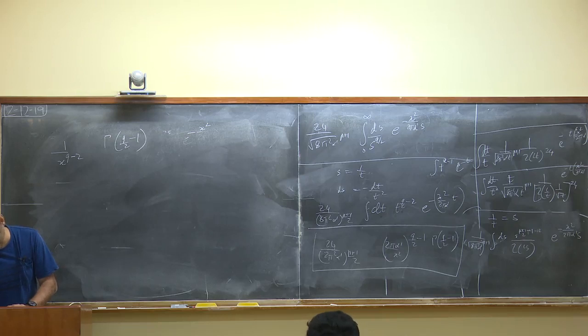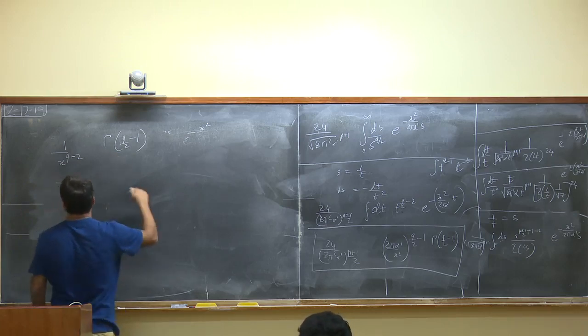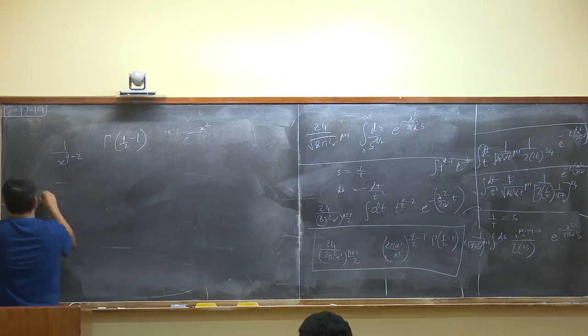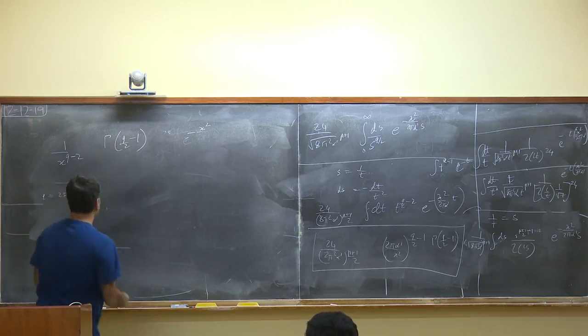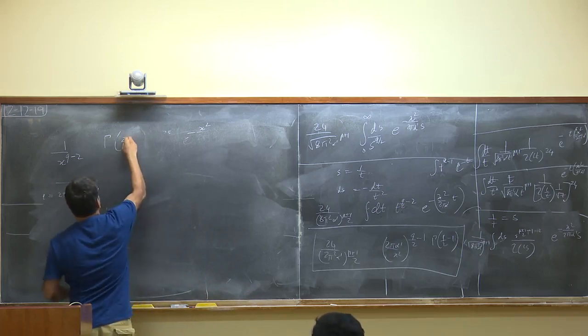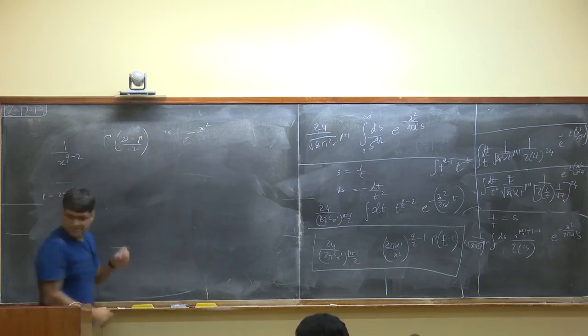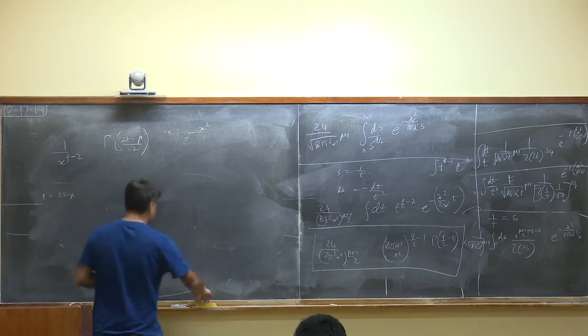He writes it all in terms of p. So let's see. First he has gamma of (23 minus p)/2. Is that the same as us? Let's write it out. Q is q plus 1. So right, (23 minus p)/2. So we get gamma of (23 minus p)/2.